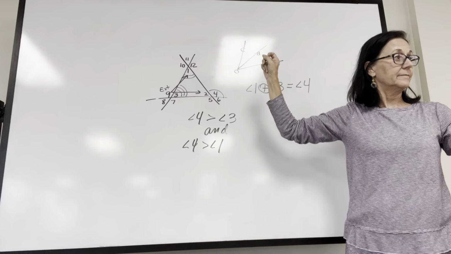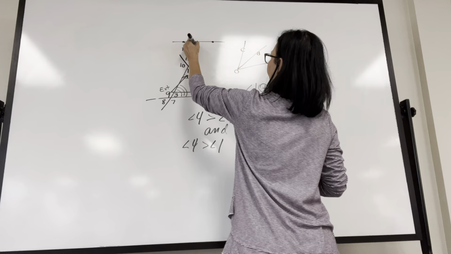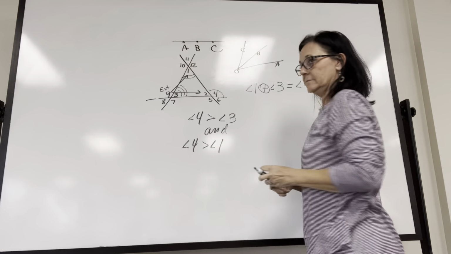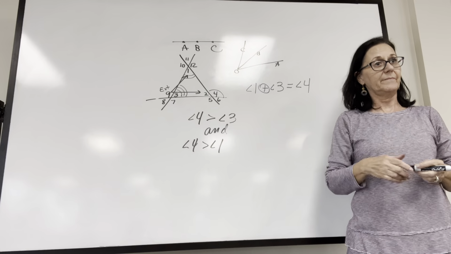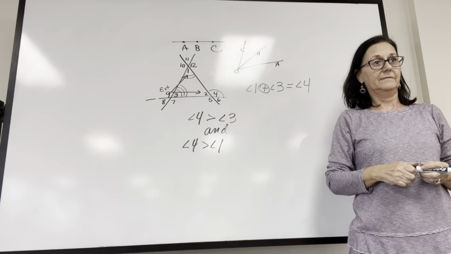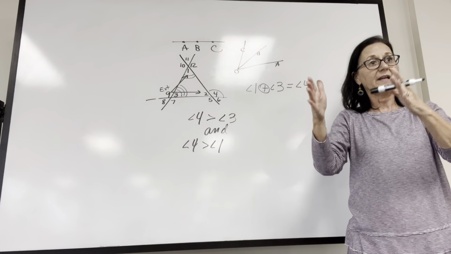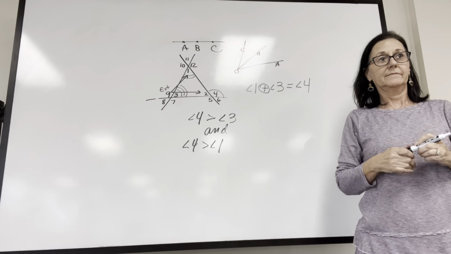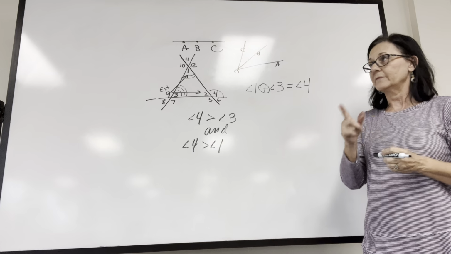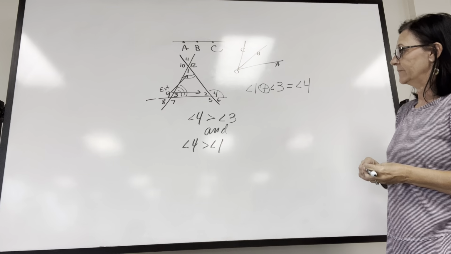You could also do it with a line. AC is greater than AB and AC is greater than BC, because the whole AC is greater than any part that makes it up. That was a good question to ask.